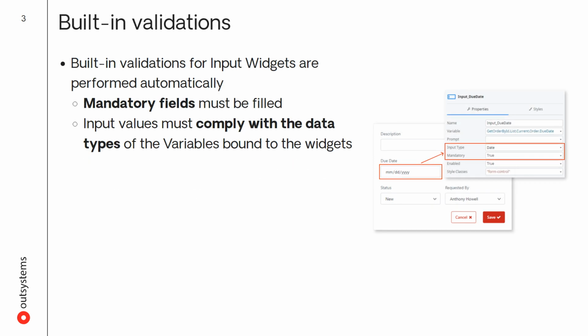Built-in validations for the input widgets are performed automatically and don't require additional logic. There are two types of built-in validations. Mandatory input fields must be filled, and the values submitted to the input fields must comply with the expected data types. Each input field has two properties, input type and mandatory, as we can see on the due date input field. The input type property should have the same data type as the variable bound to the widget, so the value submitted to that input field must comply with that data type. The mandatory property defines if the input field is mandatory or not.